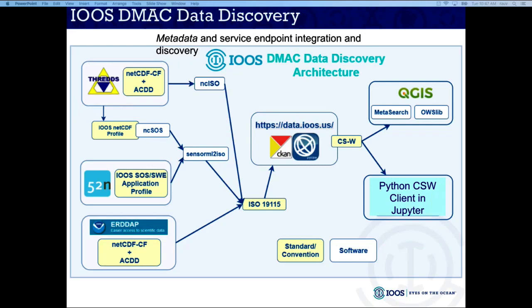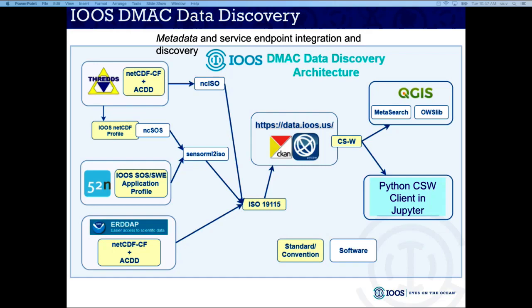And here are just examples. Because these are all well-known web service types, we have software like QGIS for GIS that can consume CSW to do a query, or you can do programmatic access like Python CSW client, which is what we'll do today.